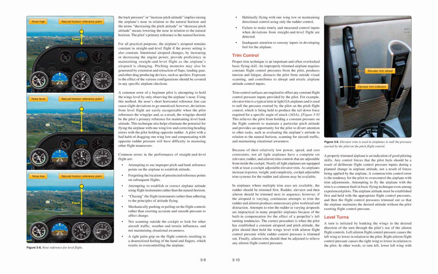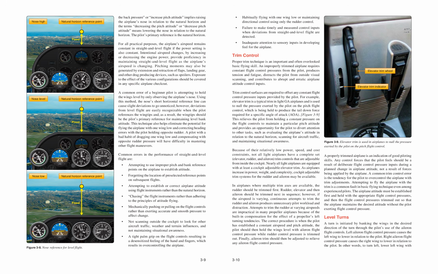A common trim control error is the tendency for the pilot to over-control the airplane with trim adjustments. Attempting to fly the airplane with the trim is a common fault in basic flying technique even among experienced pilots. The airplane attitude must be established first and held with the appropriate flight control pressures, and then the flight control pressures trimmed out so that the airplane maintains the desired attitude without the pilot exerting flight control pressure.